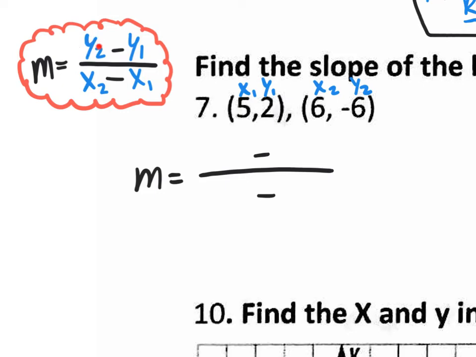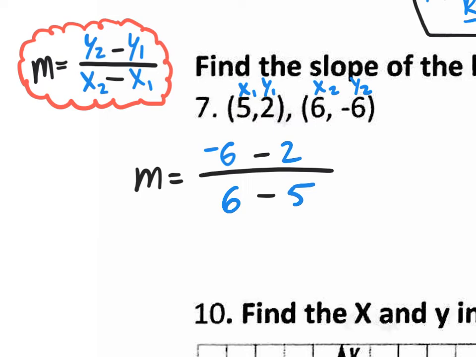And then you say, okay, what is my y2 value? My y2 value is -6. So that goes up here on the top left. So that is a negative 6 up there. My y1 value is 2, and that goes right here. So I put a 2 right there. My x2 value is 6, and my x1 value is 5. I hope you guys see that. And then you do the math.